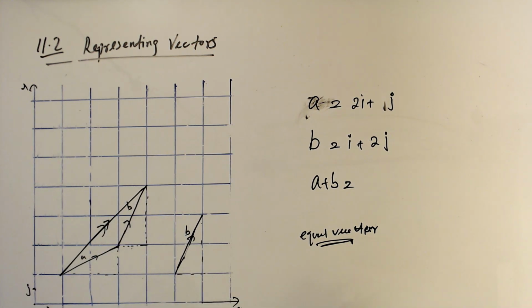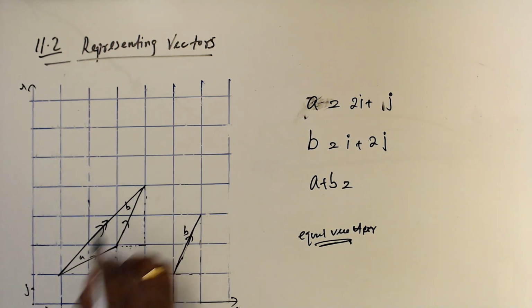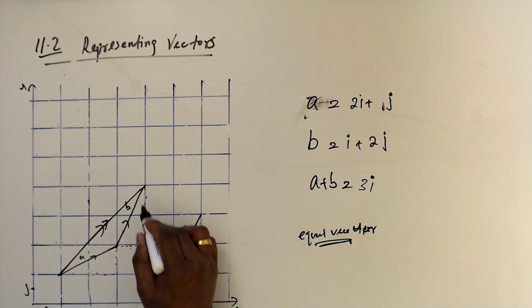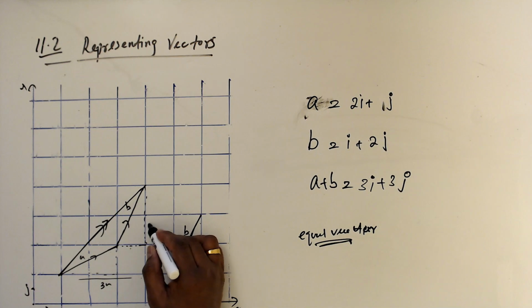This is the resultant vector, a plus b. Now you can see what a plus b is, starting from here and ending here. Can you write a plus b? A plus b means 1, 2, 3 to the left, which is 3i, and 1, 2, 3 up. So this is 3i plus 3j.